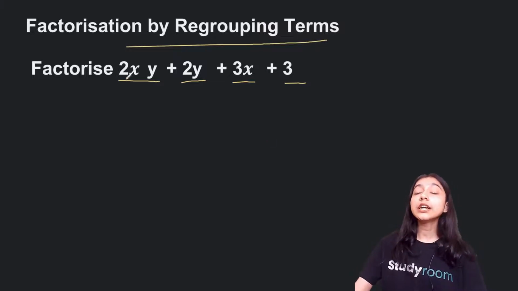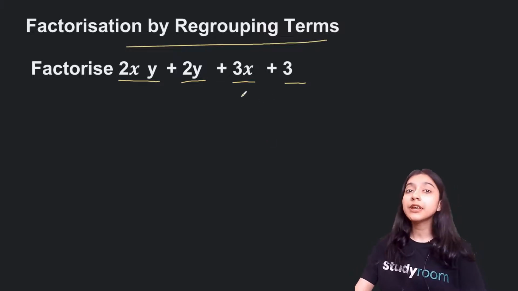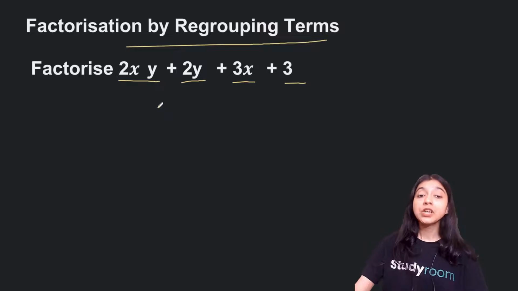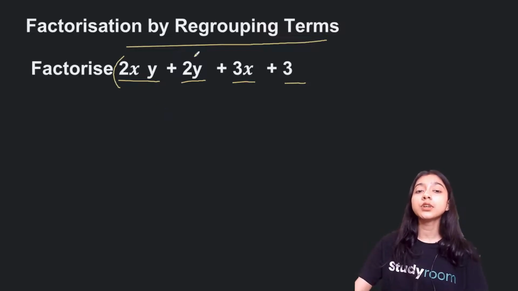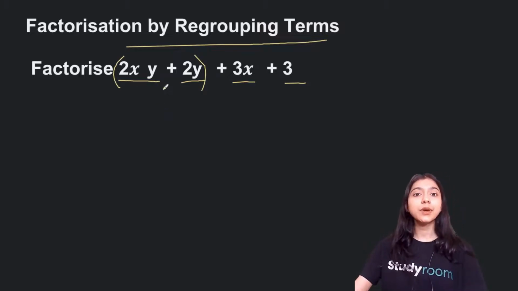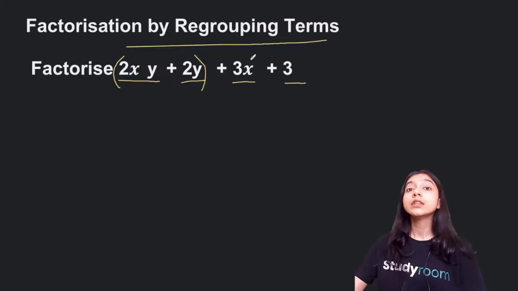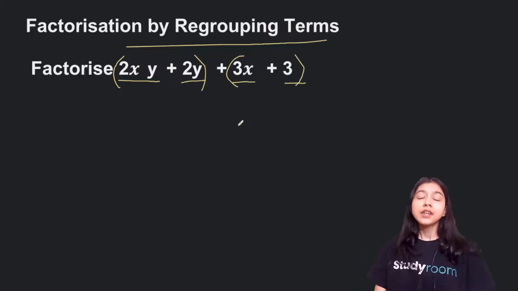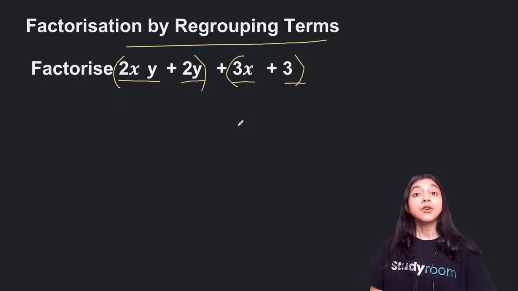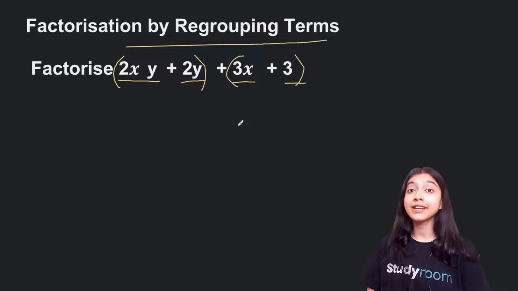That is, here in total we have 4 terms. We will be grouping 2 terms at a time. So, we will group the first 2 terms. That means 2xy plus 2y. And then, the third and the fourth term will be grouped together. Now, you'll ask me how to group the terms. We have to group the terms by trial and error method.